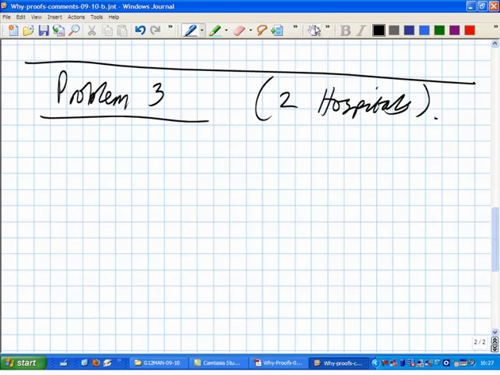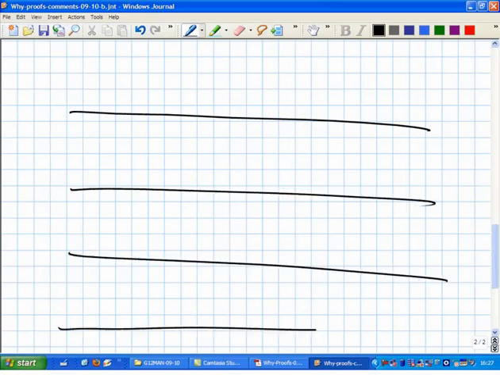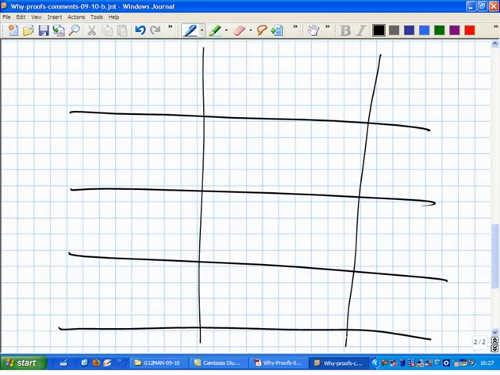Okay, so let's have a look. Let me make a little table here, or possibly a big table. So we've got hospital A and hospital B, and the males cured and the females cured. Oh, that's not very good. Get rid of that.